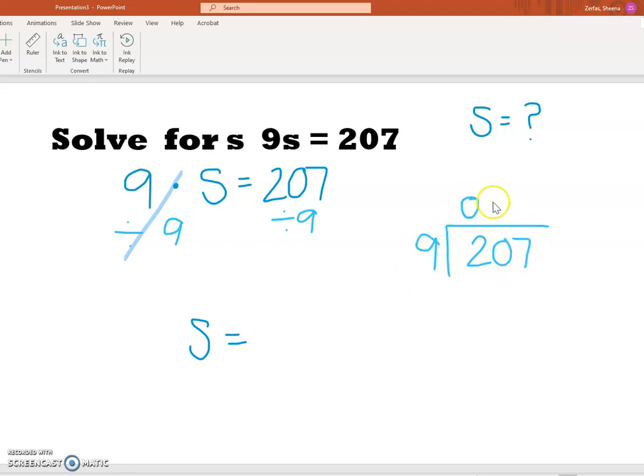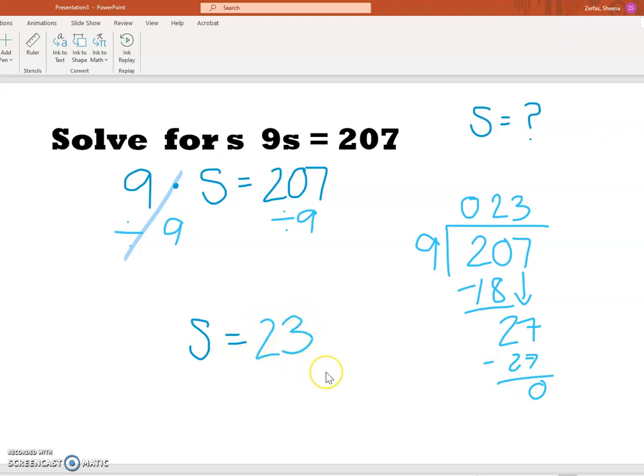So, last step, again, I'm going to do my work out to the side. 9 goes into 20 2 times. 9 times 2 is 18. Bring down the 7. 9 can go into 27 3 times. And these problems should not have a remainder for you guys to start. So I've solved this equation for s equals 23.